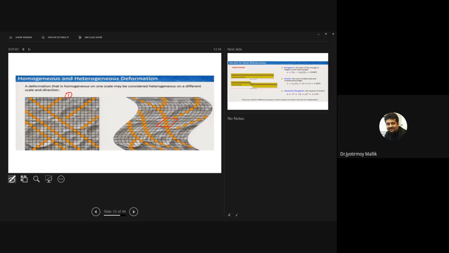Here, if I go to each of these cells, I see that the deformation is similar. So if I am only concentrating at this scale, I can say this is homogeneous. But if I am concentrating on this whole object, of course, I will say this is heterogeneous deformation. So homogeneous and heterogeneous deformation also depend on scale. Something that appears homogeneous on a smaller scale might appear heterogeneous at a larger scale.